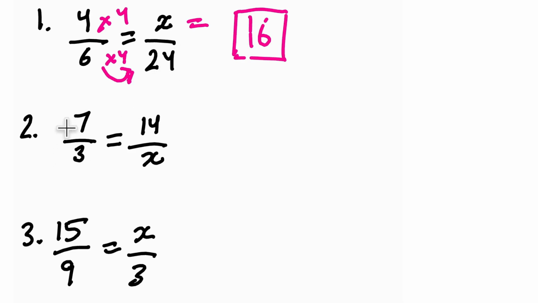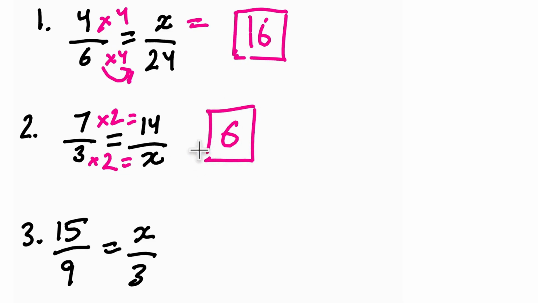Number 2, 7 over 3 is equal to 14 over x. Pause the video once again to try it by yourself. Okay, so x is on the bottom this time, so we have to multiply 7 by something to get to 14. 14 divided by 7, so 7 times 2 is equal to 14. Same thing on the bottom, 3 times 2 is equal to x, which is equal to 6. So 7 over 3 is equal to 14 over 6.